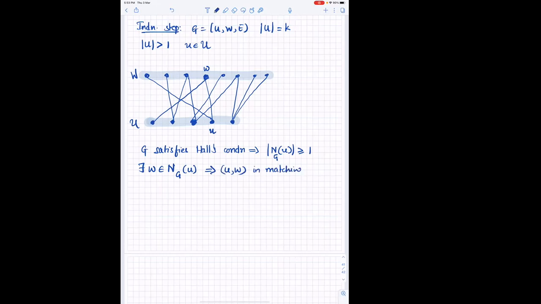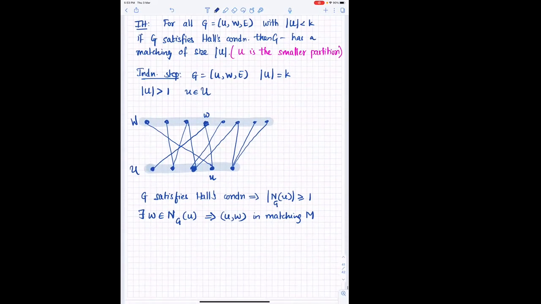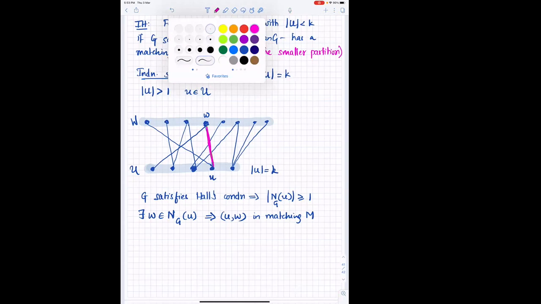So what is the goal? We want to ultimately produce a matching in this graph of size |U|. That is the final goal. We are going to assume that the graph satisfies Hall's condition. And there are K vertices here. So the cardinality of U is K. Now, let me just put this in a different color. So this we have matched, right? So this we have matched, u to w. Now I want to use the inductive hypothesis. What should I do?